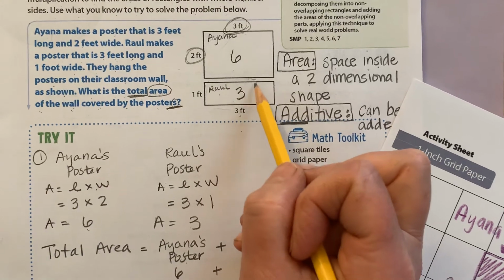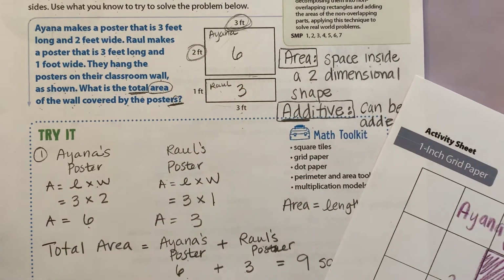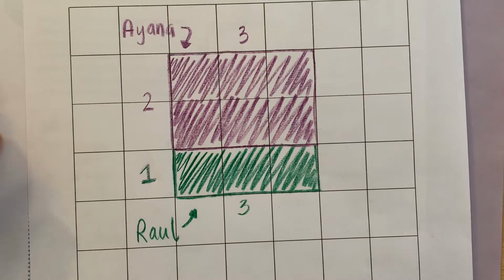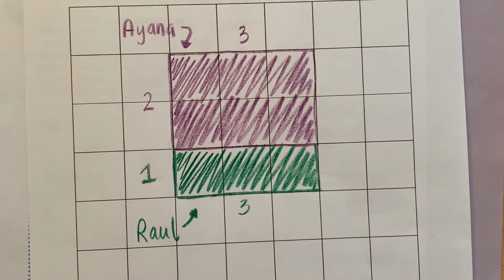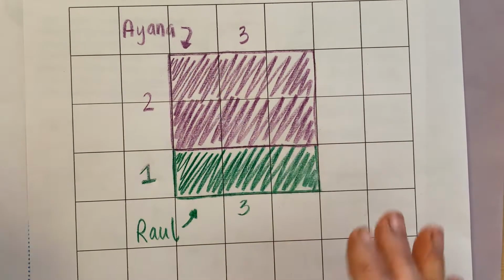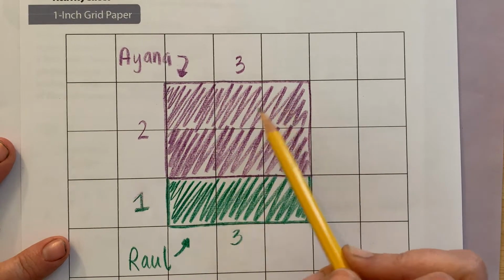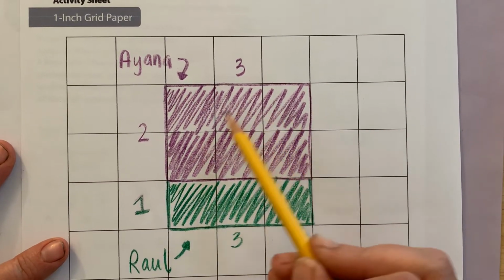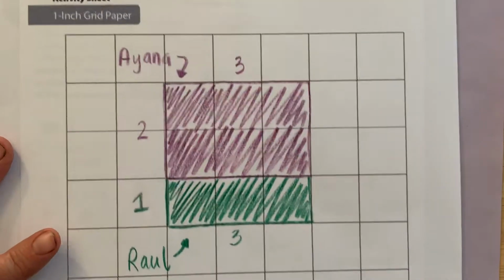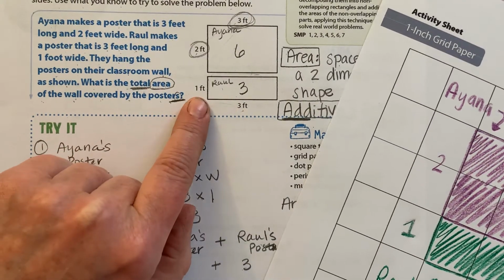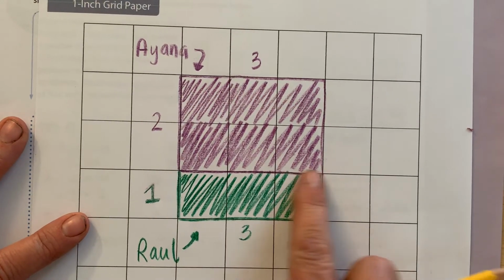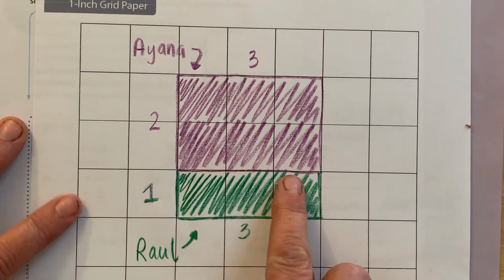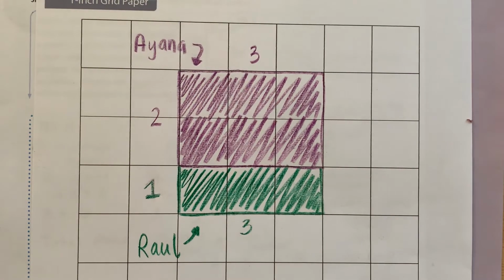But what if in our minds, we visually, remember we talked about making pictures in our head, what if we pushed them together? Look at Ayana's poster. Remember, it's 3 by 2, and I colored in 3 squares by 2 squares. So Ayana's poster is still 6 square units, right? Or square, what are we talking about? Feet. There we go. And then I took Raul's poster. Raul has a 3 by 1. So I colored a 3 by 1. And so notice there's no more gap. It's kind of like we pushed them together.